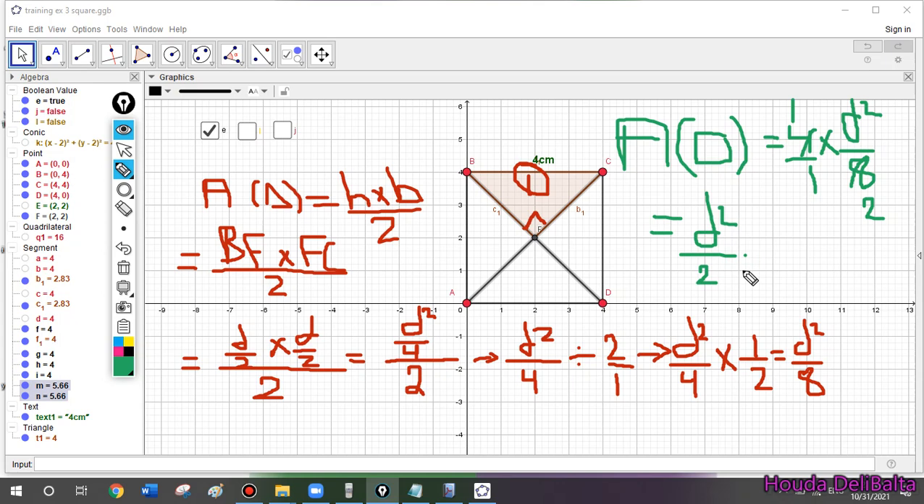And we use this property whenever we don't have the measurement of the sides, but we just have the measurement of the diagonal.